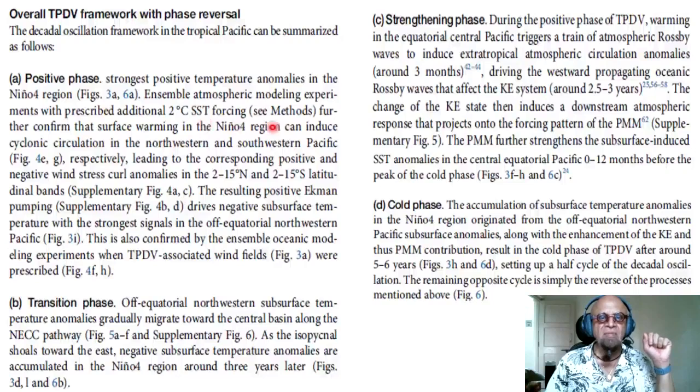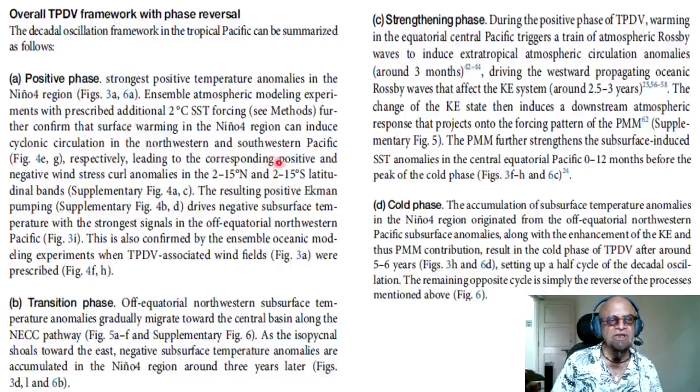Ensemble atmospheric modeling experiments with a prescribed additional 2 degrees C SST forcing further confirm that surface warming in the Nino 4 region can induce cyclonic circulation in the northwestern and southwestern Pacific. So it's an interhemispheric response, respectively leading to the corresponding positive and negative wind stress curl anomalies in the 2 to 15 degrees north and 2 to 15 degrees south latitude bands in both hemispheres.